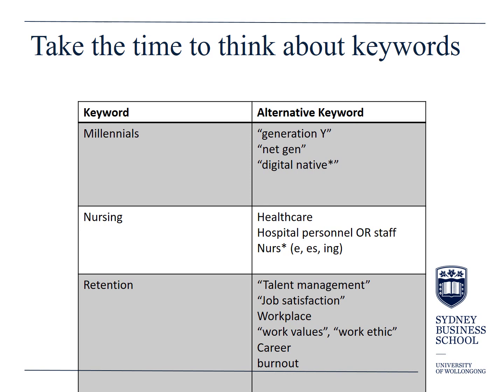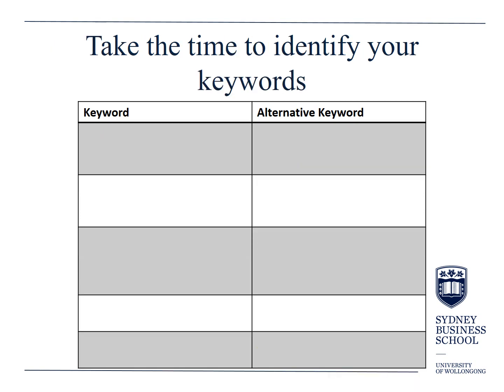Nursing is also known in the broader sense of healthcare or hospital personnel or staff. I can also use the truncation symbol, so nurse, and after the S, put an asterisk. So at the same time, I'm looking for nurse, nurses, and nursing. Retention is also known as talent management, job satisfaction, workplace, work values, work ethic, career, and burnout. There are many more alternative keywords that you can think of, and you'll come across some as you do your research. Always a good idea to note them down. Take the time now to identify the keywords for your literature review.